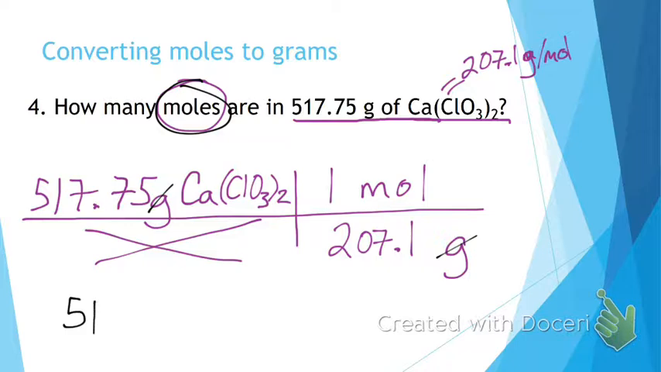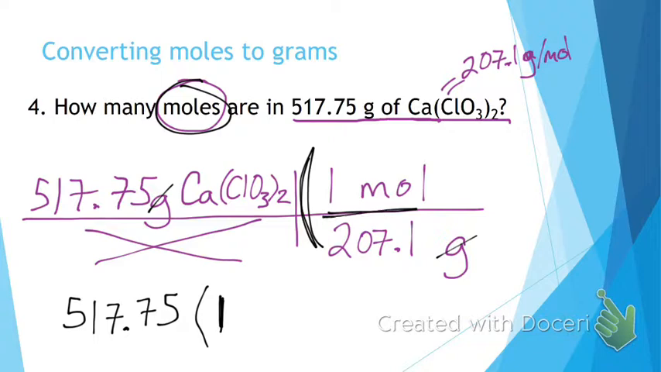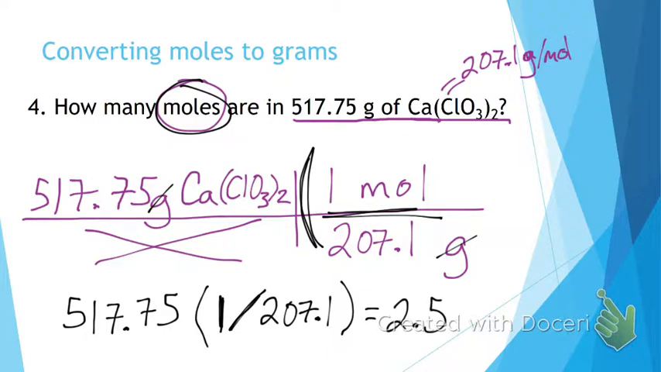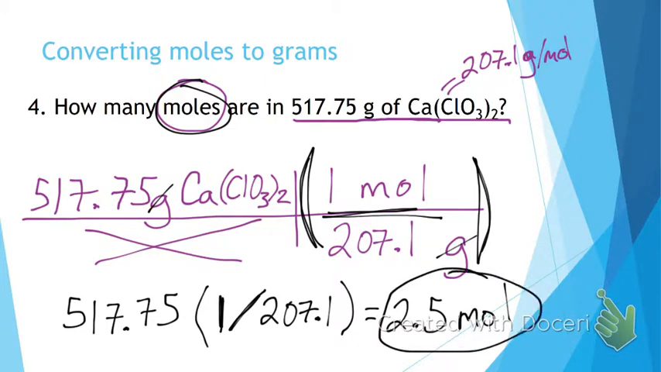I'll put 517.75, open a parenthesis when I get to that vertical line. The first number is a 1 this time. The horizontal is divide, then 207.1. Close parenthesis and enter. And my answer in the calculator is 2.5 exactly, and my only unit that will be left is moles. So MOL. And that's my final answer.